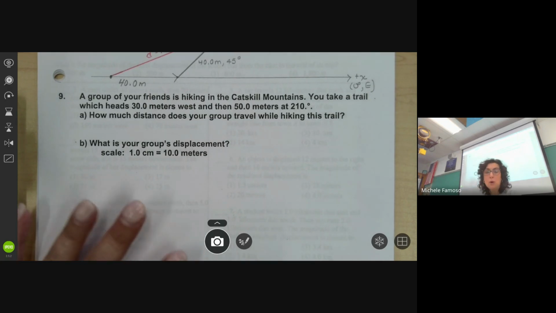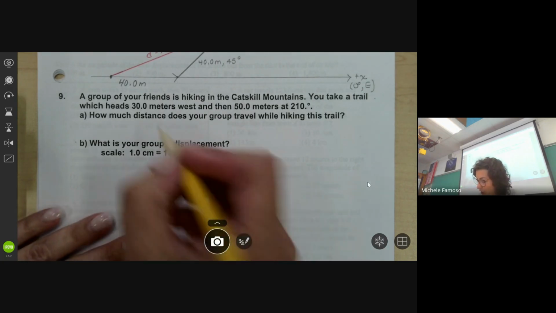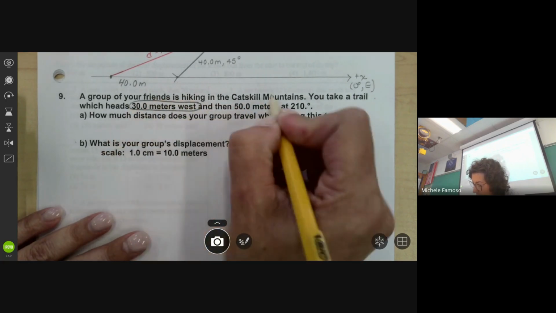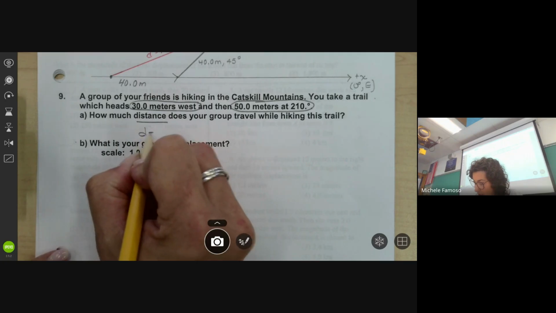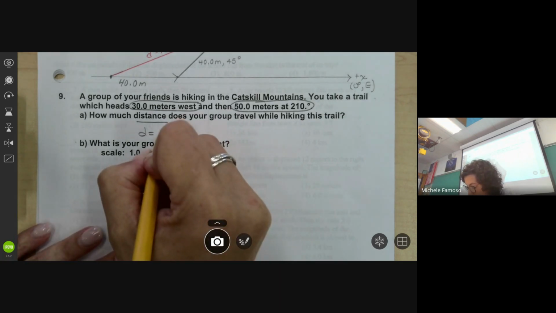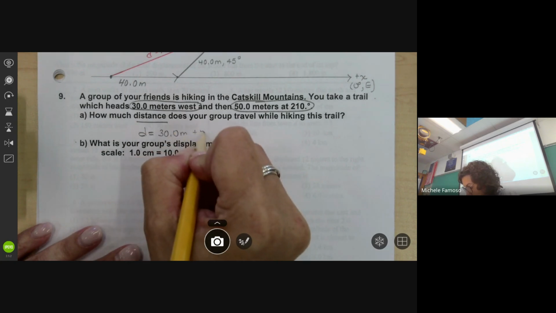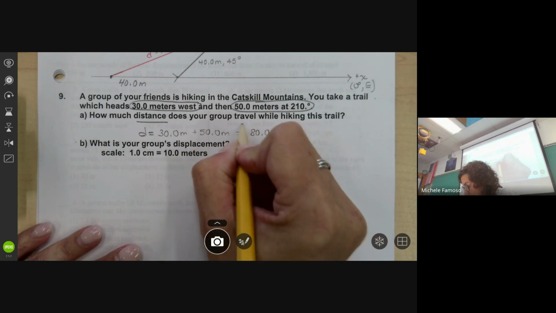Similar question where we have a group of friends hiking in the Catskill Mountains. We're going to take a trail which heads 30.0 meters to the west and 50.0 meters at 210 degrees. The first thing I want to know, review question, how much distance did your group travel? So what are we going to do to come up with the answer? Let's show our work. Who could tell me? What are we going to do to get the answer? I heard the answer. Just tell me what you did. Excellent. So that's going to give us 80.0 meters.